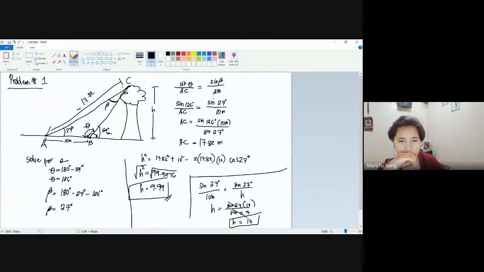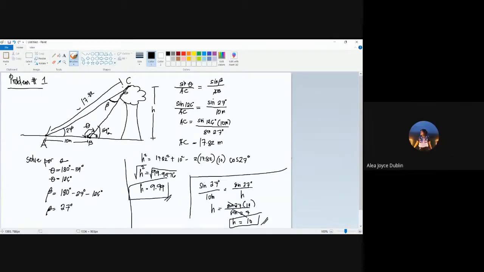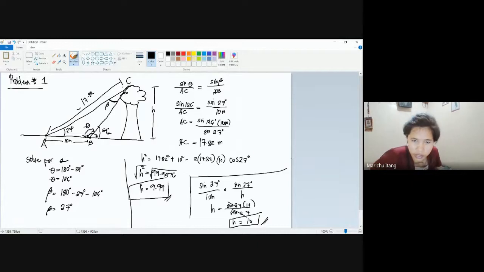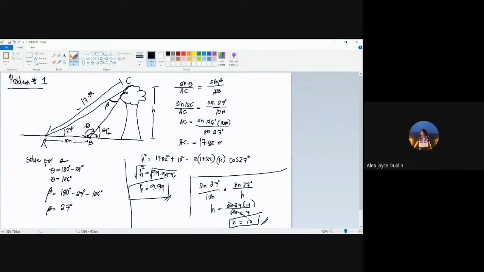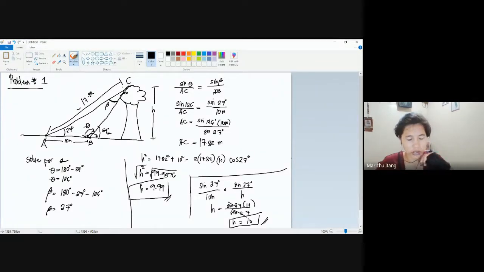So if you look at the answer, there is a small difference between sine and cosine. But to be safe, you can use cosine, especially if you are dealing with angles less than 30 degrees. But you can use sine just to check if your answer is correct. Okay?